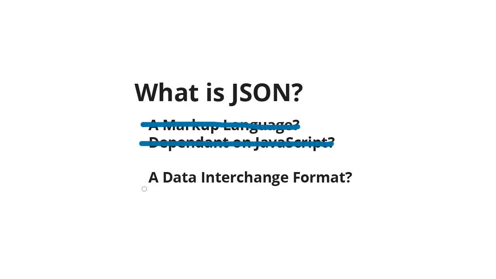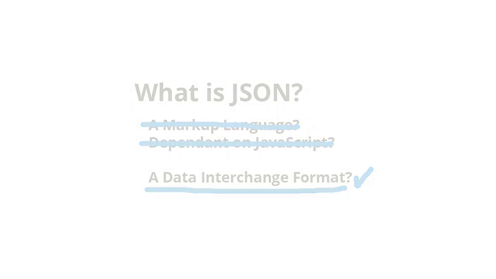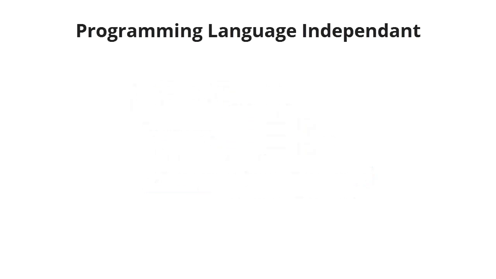So what is JSON? JSON is a data interchange format. A data interchange format is text that is used to import or export between platforms. Another example of a data interchange format would be XML. JSON is programming language independent.